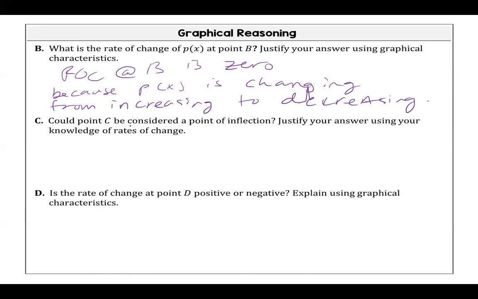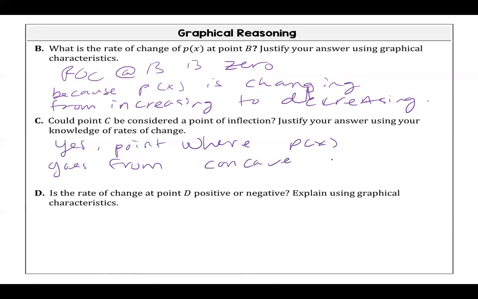But yes, so the answer is point C, consider point of inflection. The answer is yes. And you can write it as it's the point where, that's not how you spell where. That's the wrong where. I know. Don't tell me. It's the point where P of X goes from concave down to concave up. That's an option of writing.